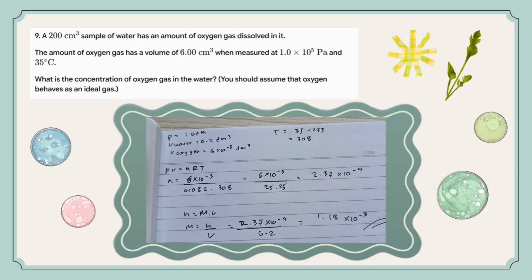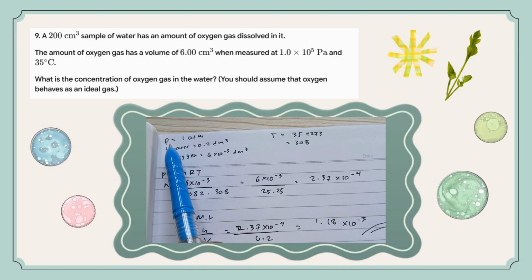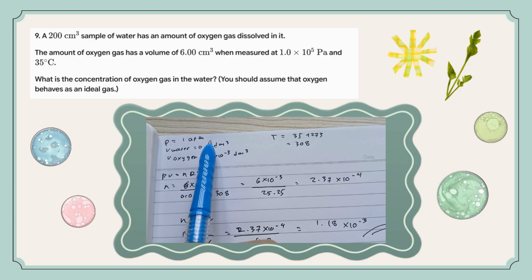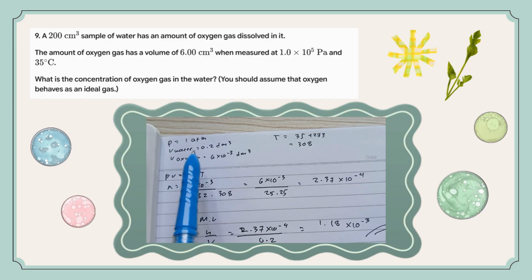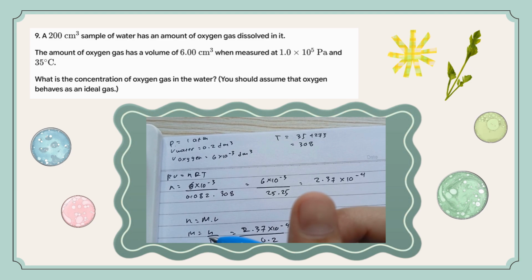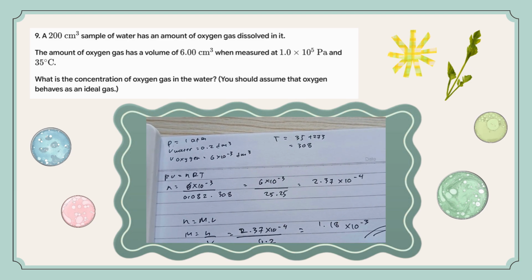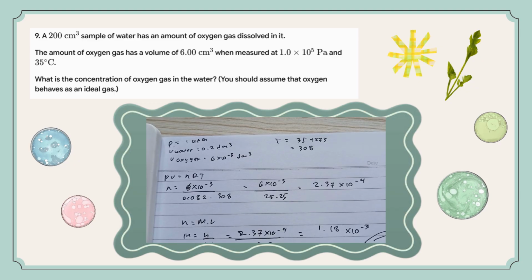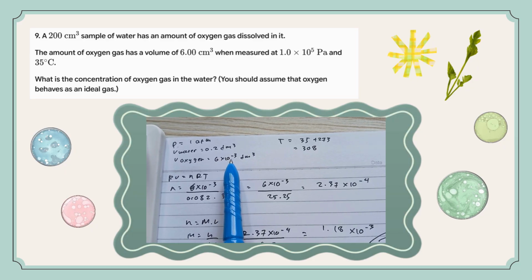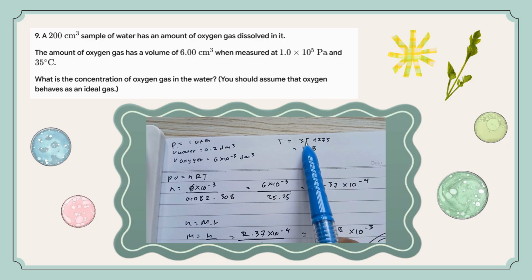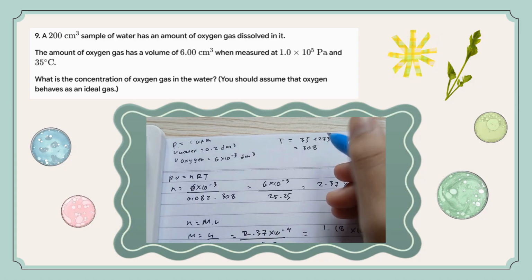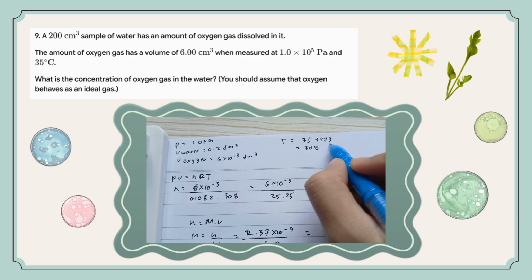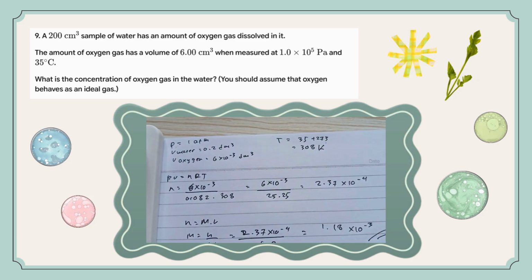Okay, now for number 9. From the question, we know that the pressure is 1 atm and the volume of water is 200 centimeters to the power of 3 or 200 milliliters. So we convert it to liters, which equals 0.2, and oxygen we also convert to liters. We get 6 times 10 to the power of minus 3, and the temperature is 35 Celsius, but we convert it to Kelvin by adding 273, we get 308 Kelvin.